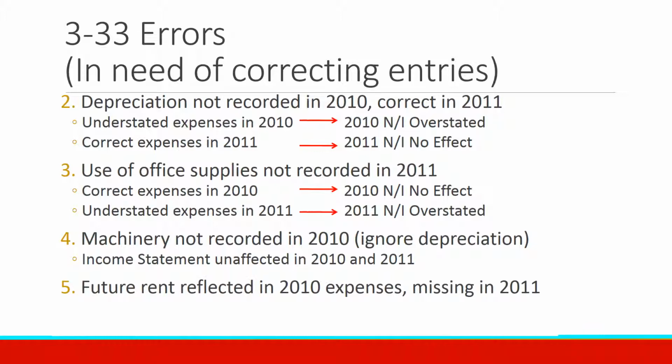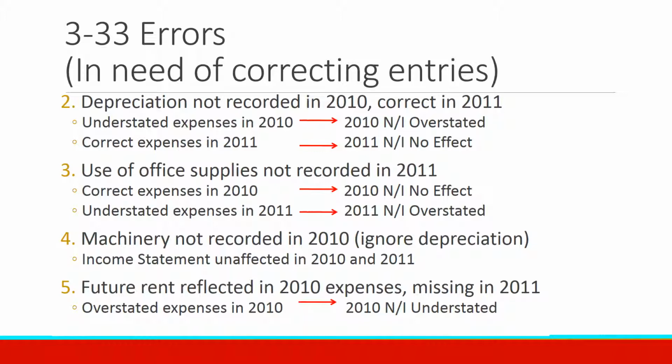So the final requirement in this problem is to look at rent. What it says is rent from the future is listed in the 2010 expenses and it's missing in 2011. So we're too aggressive in 2010 and report too much expense in 2010, and then we fail to show it in 2011. So we have overstated expenses in 2010, which means our net income is understated.